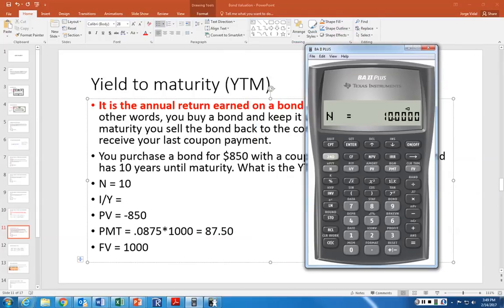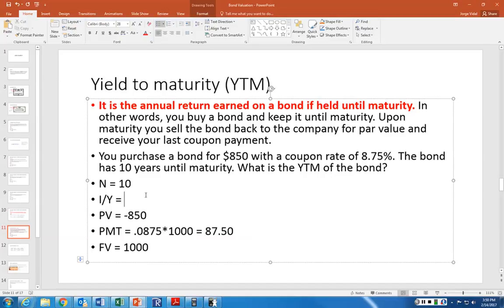10 years, 850. Negative, you're paying for the bond, present value, 87.50. Positive, you receive the coupon payment. Par value 1,000. Positive, you receive the par value. Compute IY. So the YTM is 11.33%.